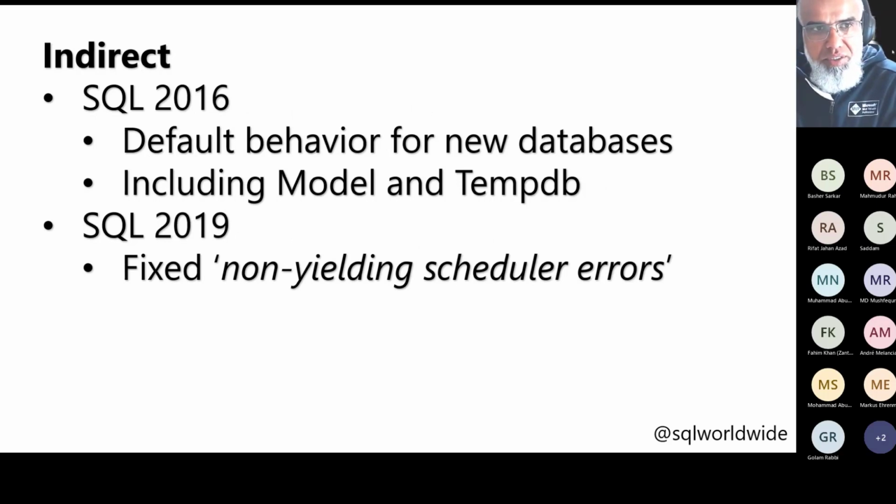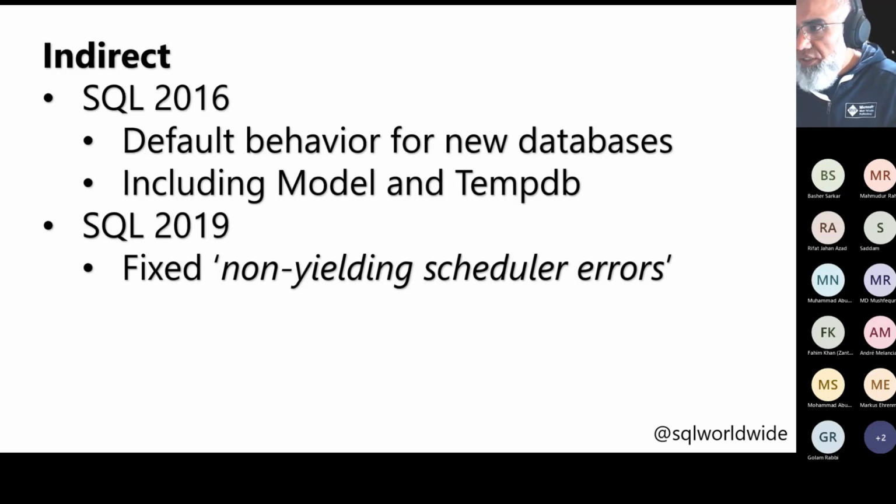As I mentioned before, indirect checkpoint in SQL Server 2016 is the default behavior. It's also in the model and TempDB. And this indirect checkpoint caused an issue in 2019 with the non-yielding scheduler errors. And that was fixed in one of the CUs. I believe it was CU 5 or 8. I'm not sure yet. I'm in 2019 right now. I think CUs are running in the number of 20s, right? So yeah, it was fixed a lot earlier.